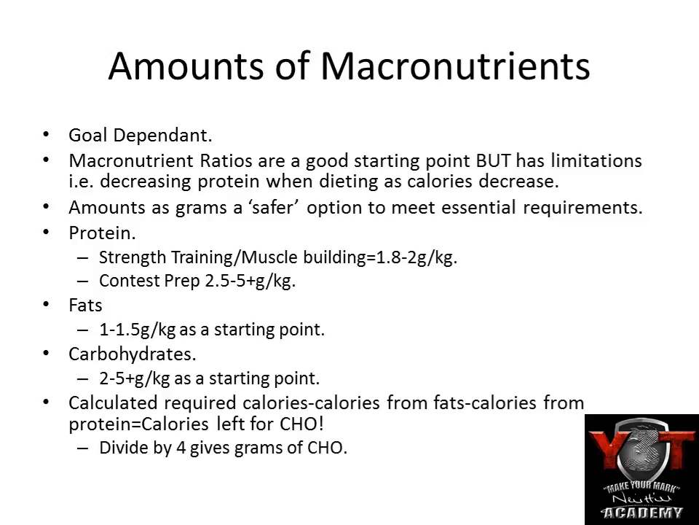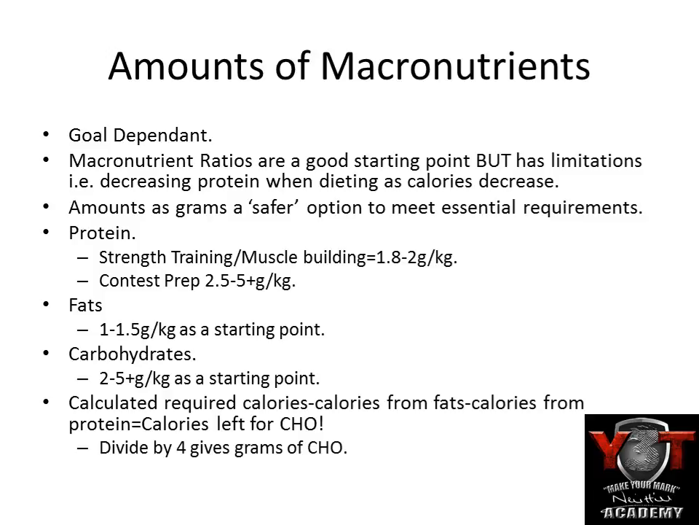So we need to think about this, and this is why we keep our protein quite high to help protect muscle tissue, because ultimately as our body fat gets lower, our body is going to want to reduce its metabolic rate. One way of doing that is through the thyroid, the other is reducing protein. Where is protein stored? Within the muscles. So we need to keep our protein content high to protect muscle. As our fats and carbohydrates go lower, you'll notice under the protein column I've said contest prep 2.5 to 5 plus grams per kilogram.